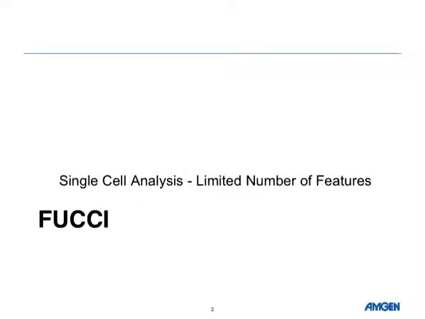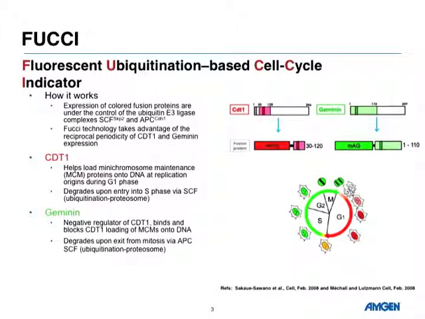The first thing that I want to talk about is a system called the FUCCI cells. This is a system that we're using mostly for some of our oncology programs. FUCCI stands for fluorescent ubiquitination-based cell cycle indicators. It's basically two fluorescent proteins that are fused to genes associated with nuclear proteins. One is CDT1 and the other one is geminin.